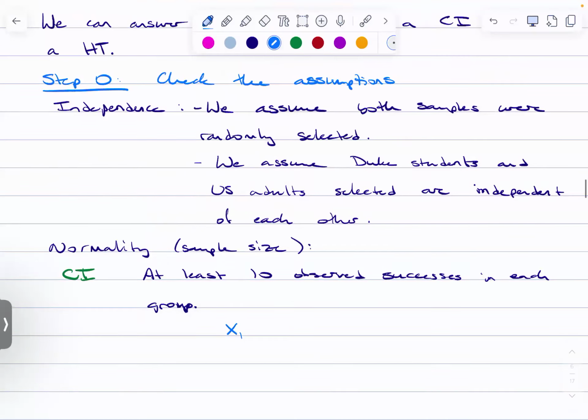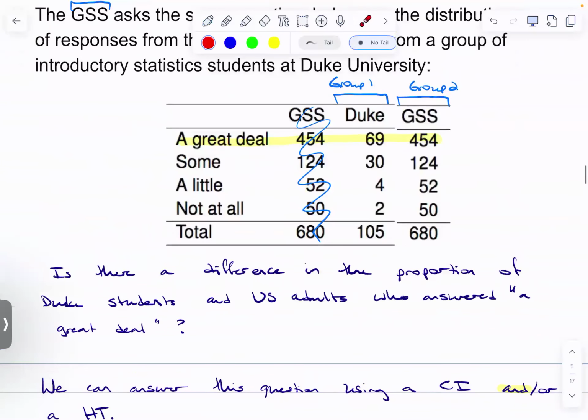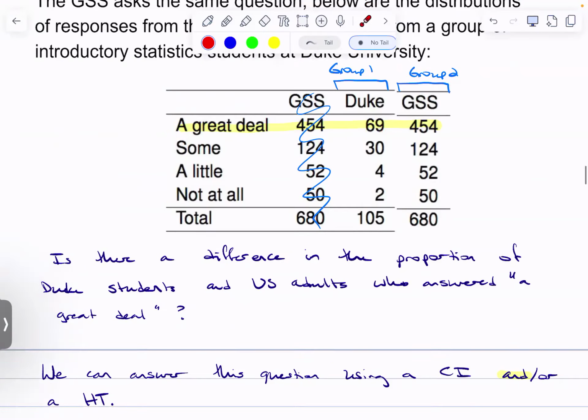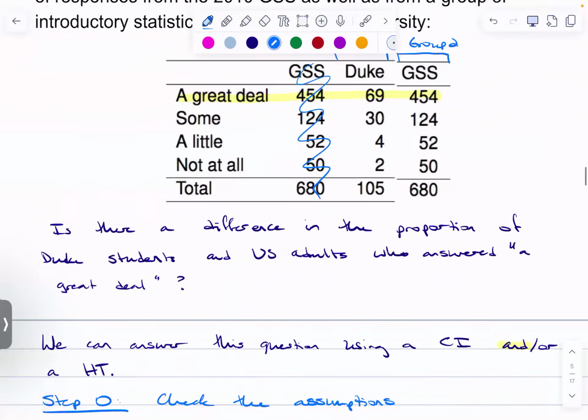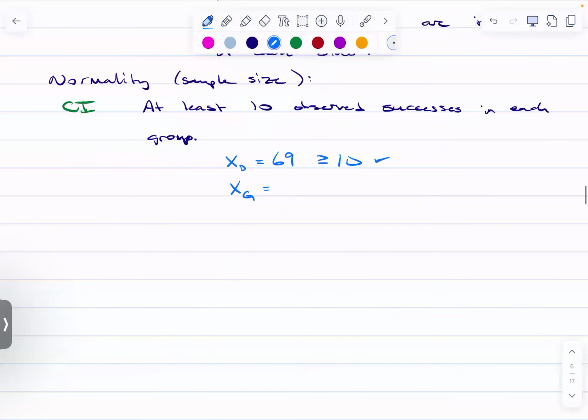I have x1, and you could use question-specific subscripts like xd and xg, and maybe that's what I should change it to, right? But xd is 69. D is 69, which is greater than or equal to 10. And xg is 454, which is also greater than or equal to 10. So it's nice to have the actual number of successes, right?